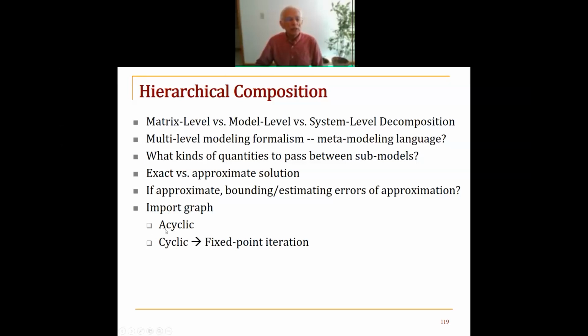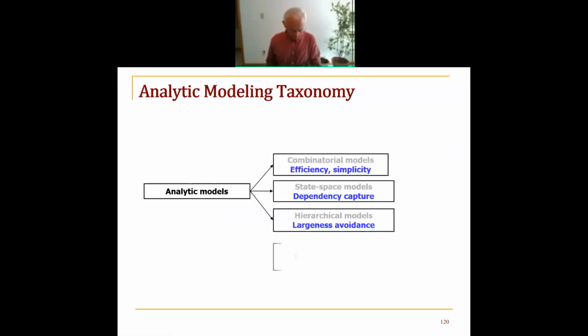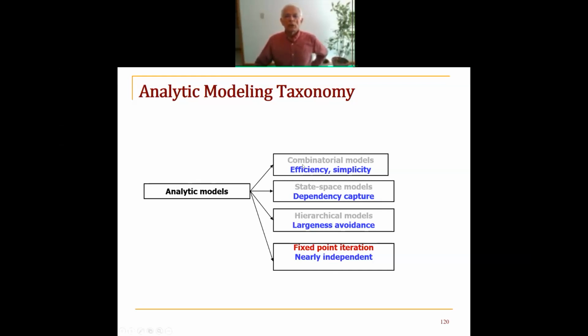And the import graph, is it acyclic or does it have cycles in it? If the import graph is acyclic, then we can continue with the hierarchical composition. But if the import graph has cycles, then hierarchical composition doesn't work, and we need to evolve to the next stage, which is called fixed point iteration. So we have now covered the first three: non-state space models for efficiency and simplicity, state space models for dependency capture, hierarchical models for largeness avoidance. But sometimes hierarchy is not enough. We need to do fixed point iteration.